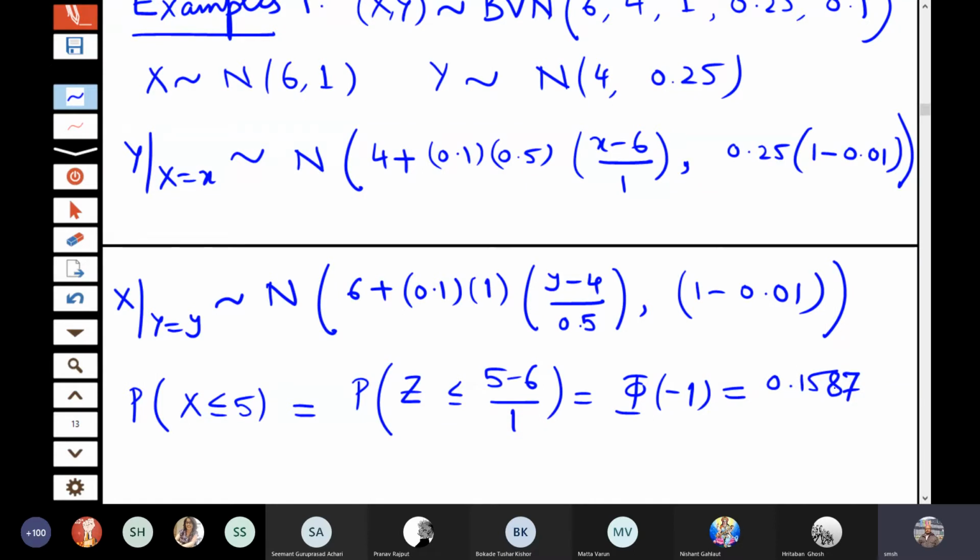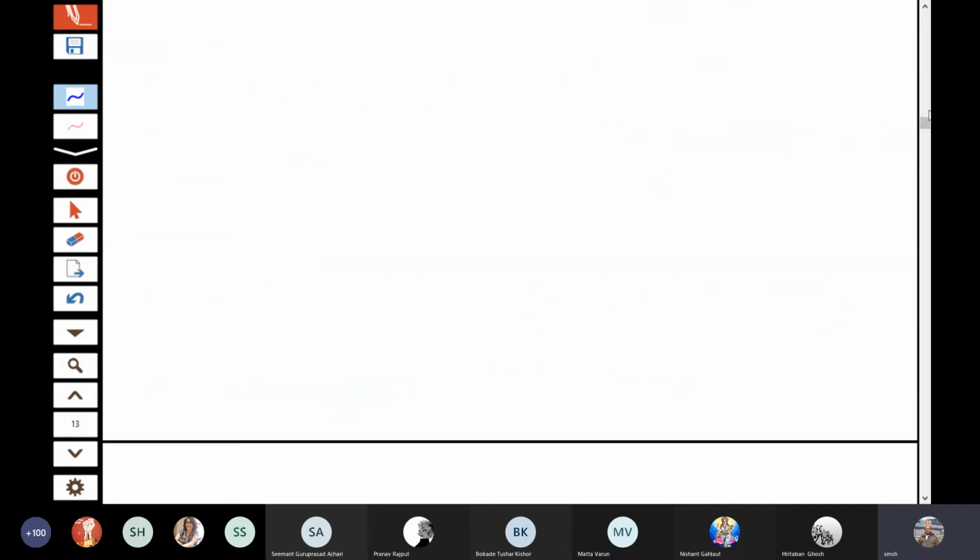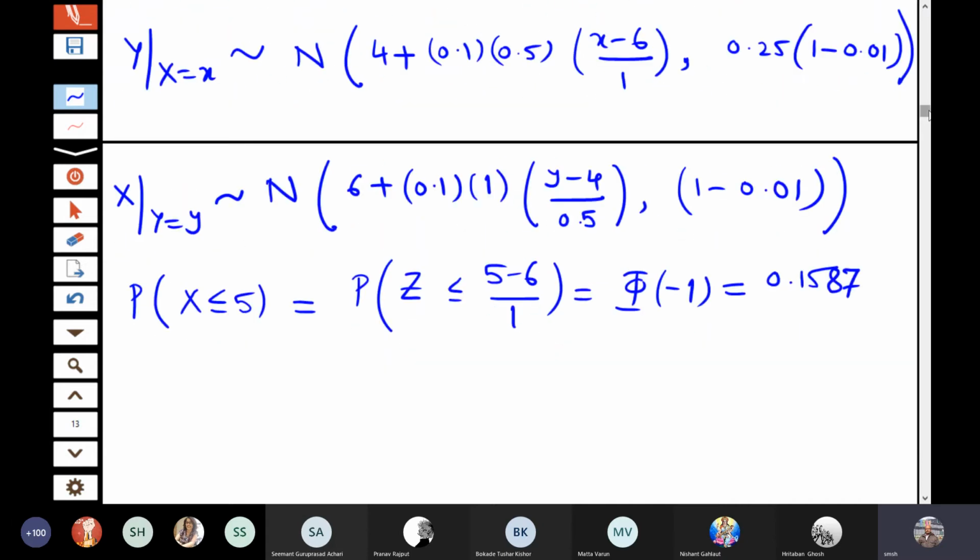Similarly, suppose I want to calculate some other value. Suppose I want to use the conditional distribution of y given x. See, this is the probability that x is less than or equal to 5. Suppose I want to find out the probability of y less than or equal to 5 given that x is equal to 5.